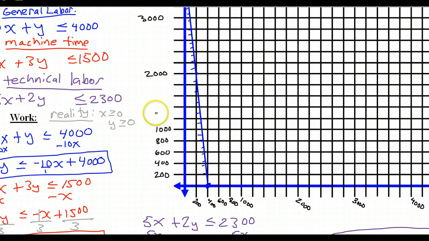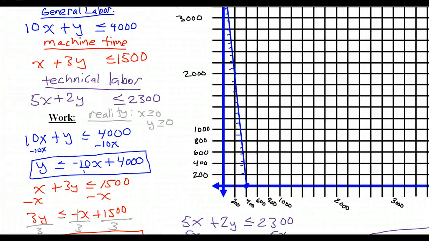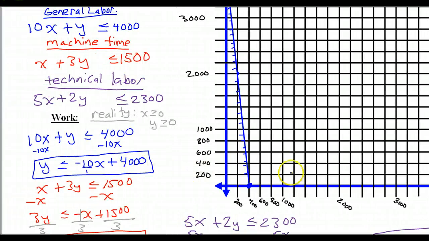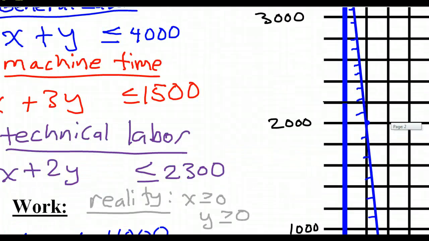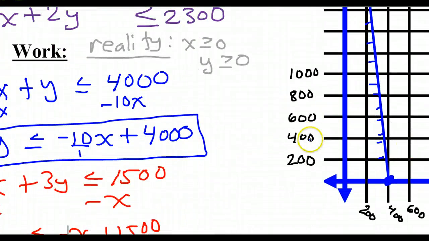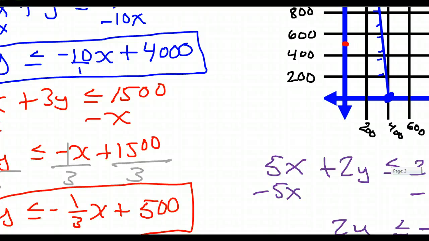Okay, so what's next? Now let's do the red inequality. The red inequality starts at 500, and then it's going to go down 1 over 3 to the right. Okay, so starting at 500. So see, this is 400 and this is 600. So 500 will be halfway in between here. So here's 500. So I'm supposed to go down 1 over 3, that's the slope.